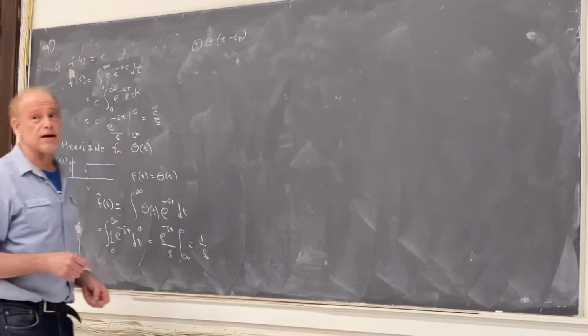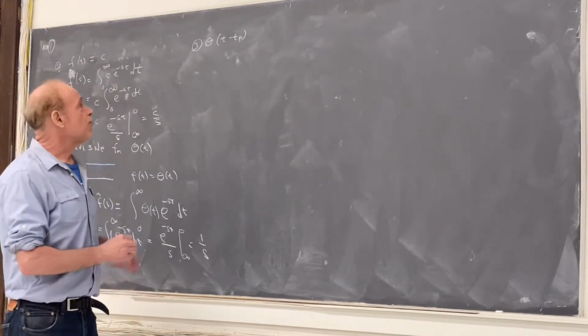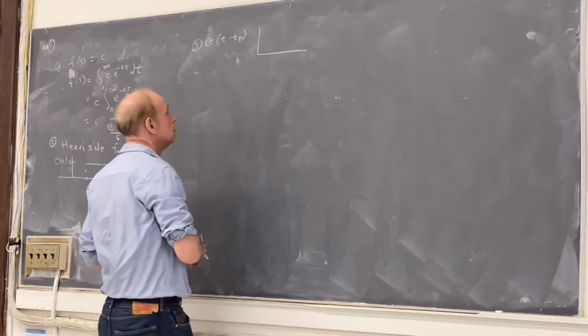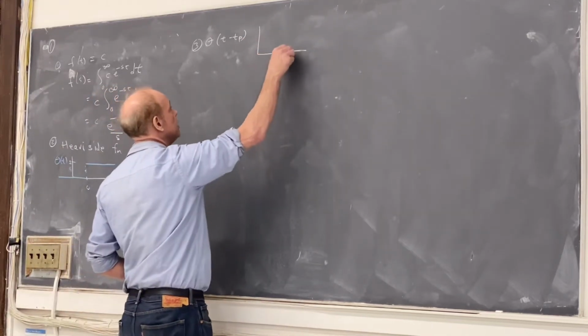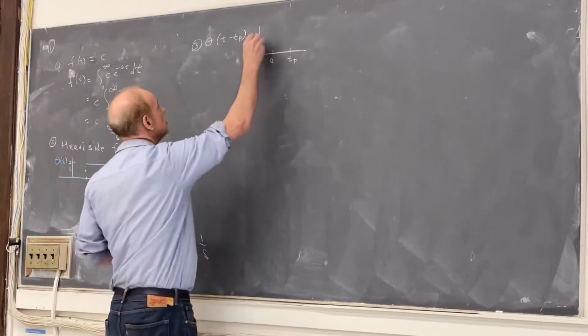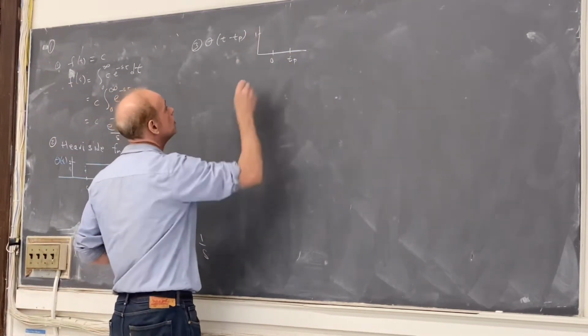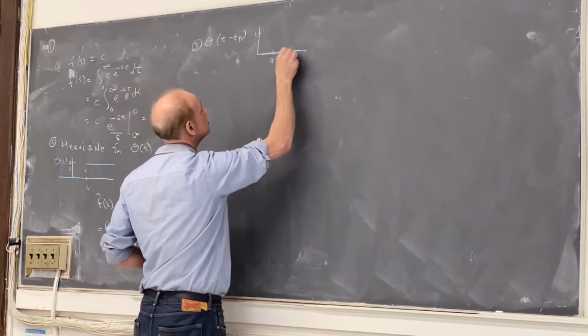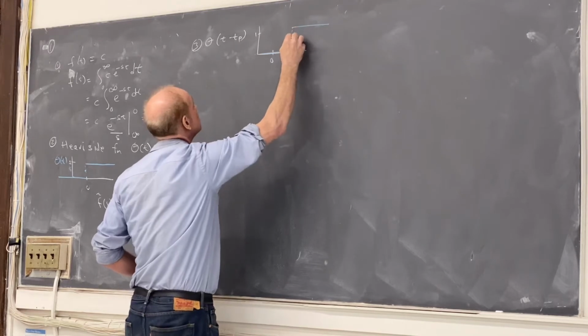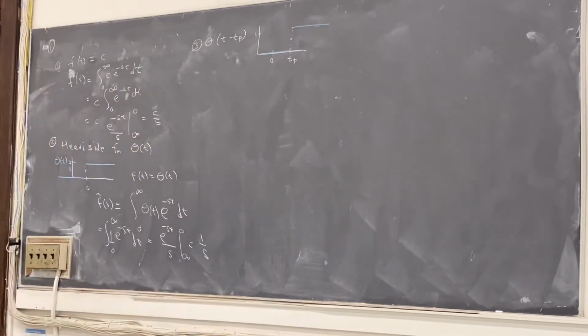Now, this relates to Lisa's question: theta of t minus tp, let's just plot that. Here's 0, here's tp. Theta of t minus tp, here's 1, looks like this. So it's 0 for t less than tp.